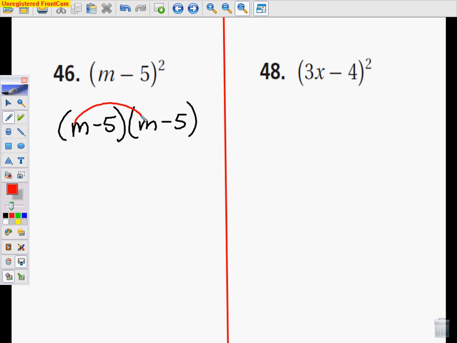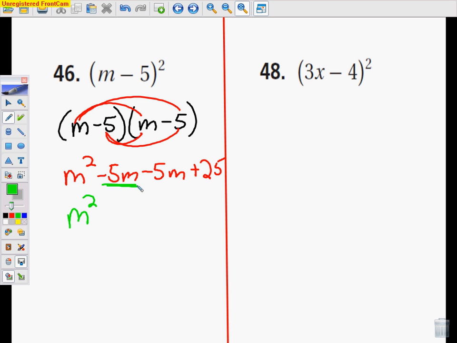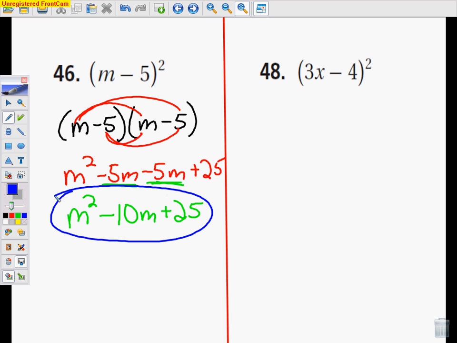This m has to distribute to everything. So m times m, that's m squared. m times negative 5, that's negative 5m. And then we'll distribute this negative 5 to everything in there. Negative 5 times m is negative 5m, and negative 5 times negative 5 is positive 25. From there, we'll go ahead and combine our like terms. Nothing is like terms with an m squared, but negative 5m and negative 5m combine to be negative 10m. And then we'll drop down that positive 25. And there you go. There's our final answer, our simplified answer.